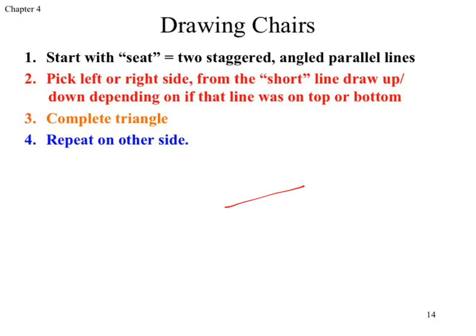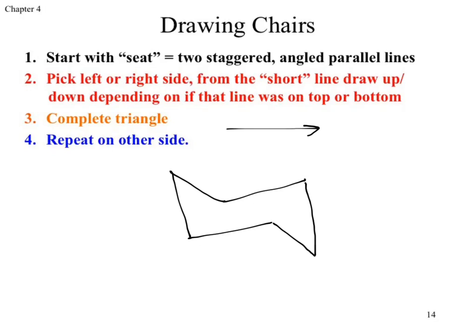That's not black. Let's try that again. Two staggered lines. From the short line, draw up. Short line, draw down. And we now have our chair. Okay. Again, for frame of reference, our chair is facing to the right. So if you sat in that, that's where you would be facing in the standard view.